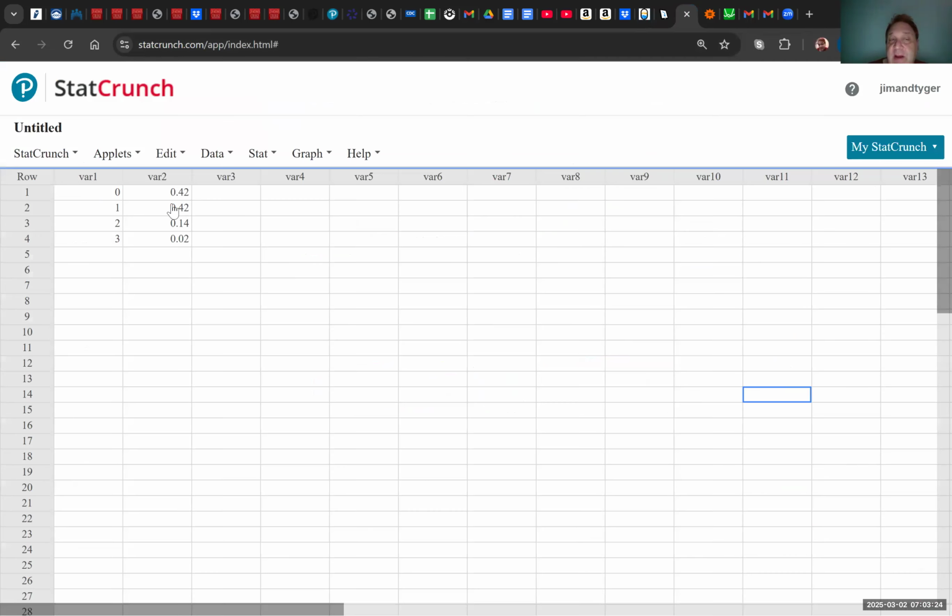I've already typed in the data here, the probability distribution. So here's getting 0 questions correct. There's a 42% chance. And likewise, 1 is 42. I just typed in the table just to save time on the video. So we're going to calculate the mean and standard deviation for this probability distribution.